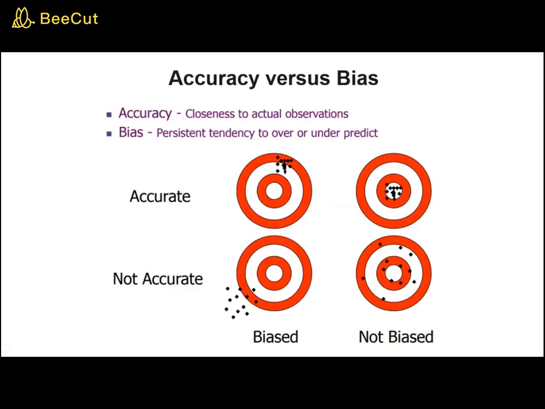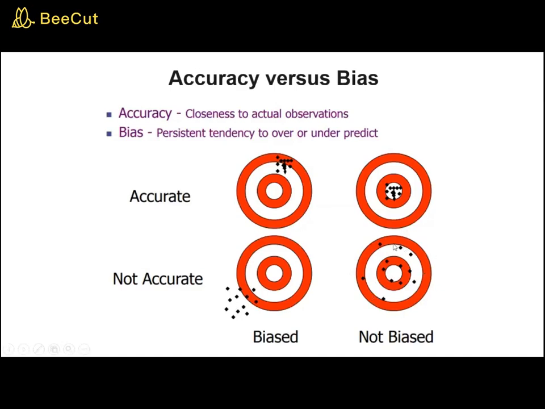Now, something else that happens is bias. Imagine somebody is hitting the dartboard and they are always hitting in one particular area. It's a persistent tendency. In terms of forecasting, they are either consistently under predicting or consistently over predicting. In that case, there is a bias. Consistent over or under prediction means that there is a bias, which is not a good situation.